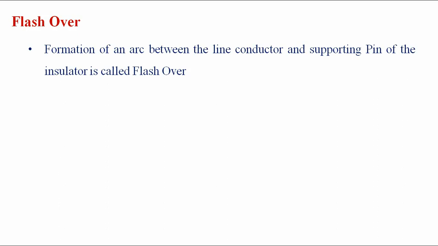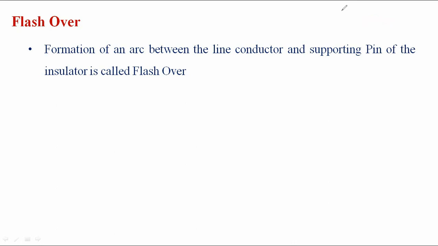And the definition of flashover: the formation of an arc between the line conductor and the supporting pin of the insulator is called flashover. Suppose this is the supporting structure. We can take either a disc type insulator or a strain type insulator, where n number of discs are connected in series with the help of a metallic link. Now this is the transmission line in the particular position, and an arc between the conductor and the supporting pin represents the flashover.